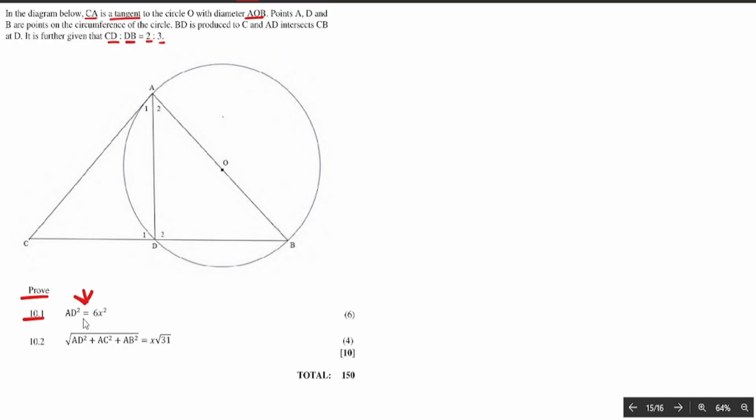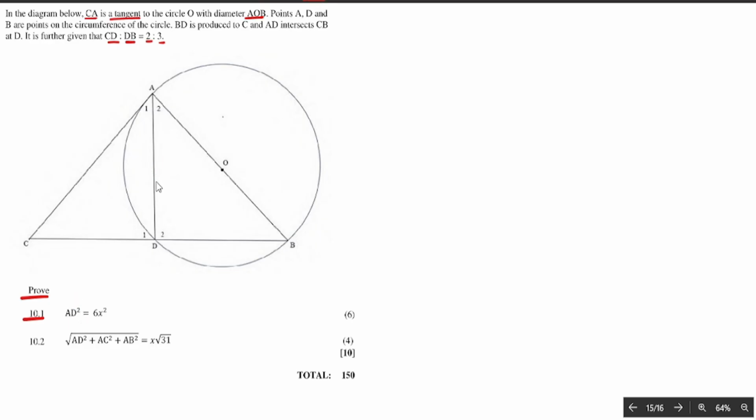Why do I even assume that similarity will help? If you see this AD squared, if you remember the previous questions that we've done, whenever you have AD squared, it's a corollary coming from those similar triangles. So that's the assumption that this might be the corollary. So we need to prove similarity between these two triangles.